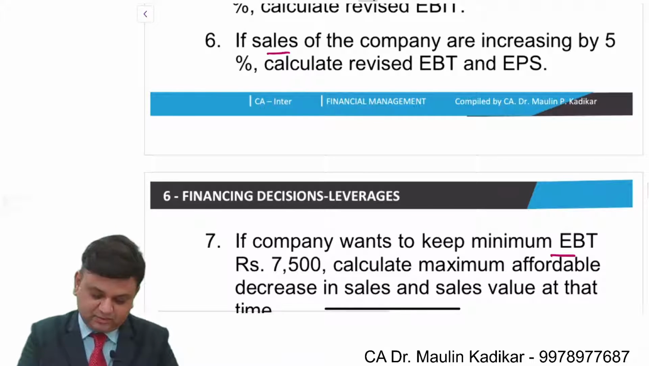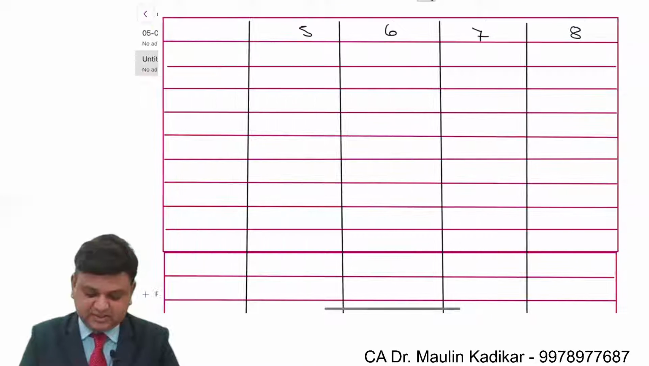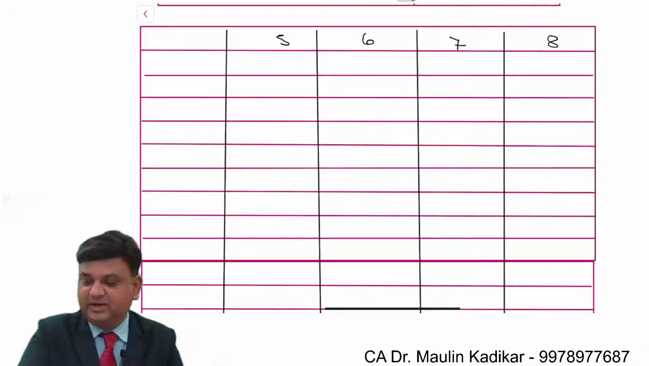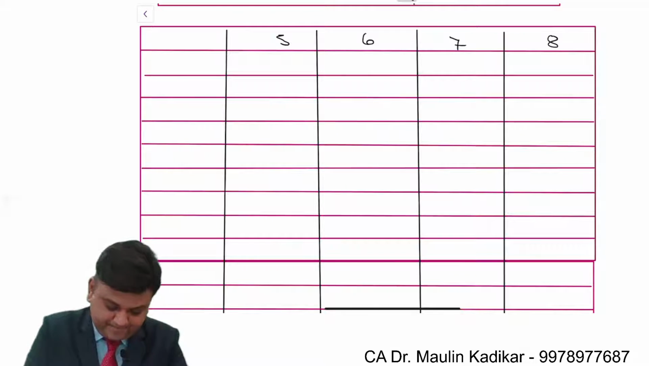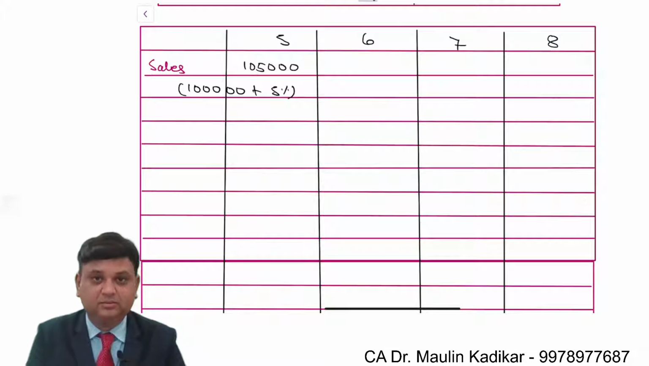Sixth question. If sales of the company are increasing by 5%, calculate the revised EBT and EPS. Sales of the company increasing by 5%, calculate the revised EBIT. That is a question. Okay. What is the sales of the company right now? 1 lakh. So it will increase by 5%. So sales 1 lakh plus 5%, so it is 1 lakh 5,000. Fine.